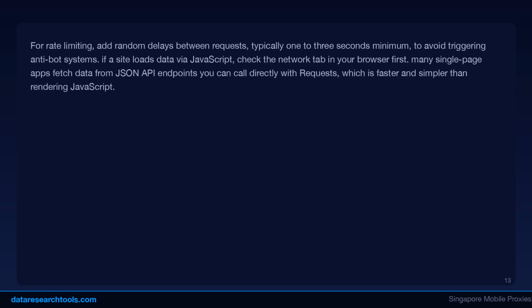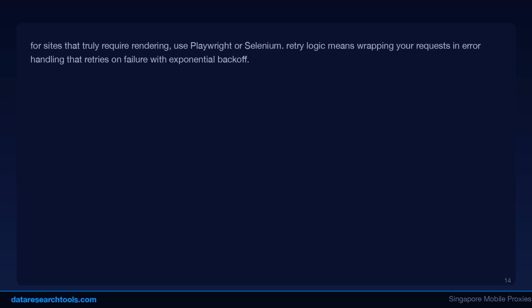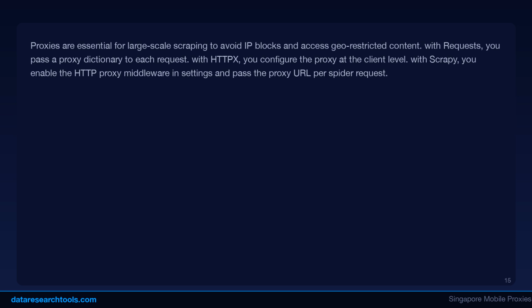For rate limiting, add random delays between requests, typically 1 to 3 seconds minimum, to avoid triggering anti-bot systems. If a site loads data via JavaScript, check the network tab in your browser first. Many single-page apps fetch data from JSON API endpoints you can call directly with requests, which is faster and simpler than rendering JavaScript. For sites that truly require rendering, use Playwright or Selenium. Retry logic means wrapping your requests in error handling that retries on failure with exponential backoff.